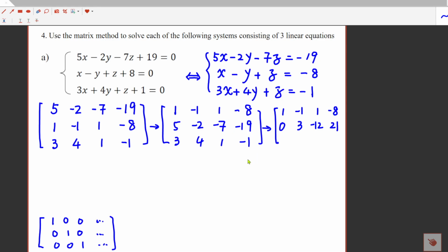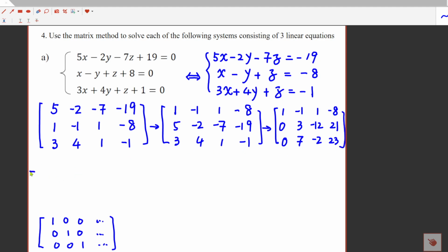You follow me? And then use the first row times -3 added to the third row. Then this number becomes 0, right? And 4 becomes 7, and that 1 becomes -2, and -1 becomes 23, right?